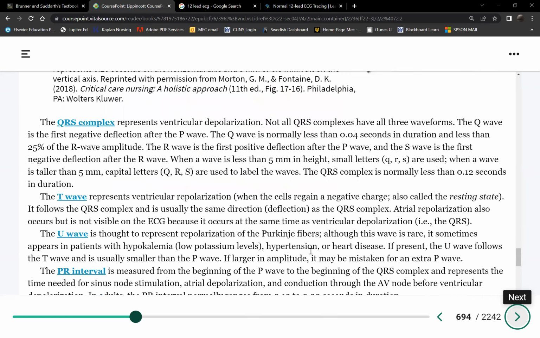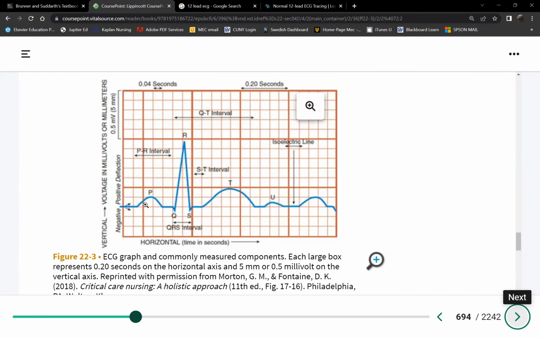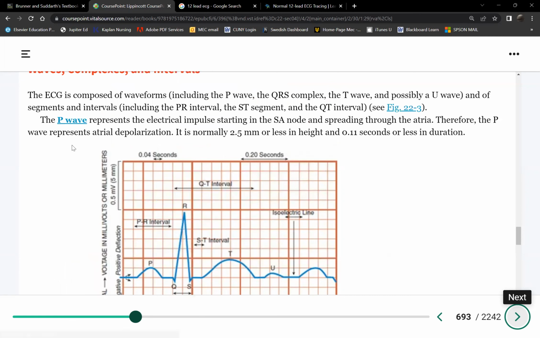Okay, let's look at now, what does each wave and complex represent? What are we looking at when we see a P wave, a QRST? Okay, so a PQRST is a complete heartbeat. That is lub-dub, meaning blood came in and came out. That is one cardiac cycle. So one heartbeat is represented by a PQRST. Let's look at each wave and how they measure and what they represent.